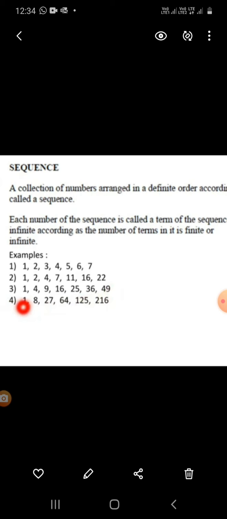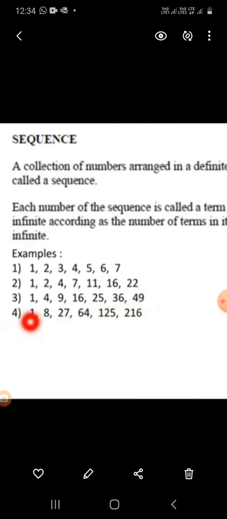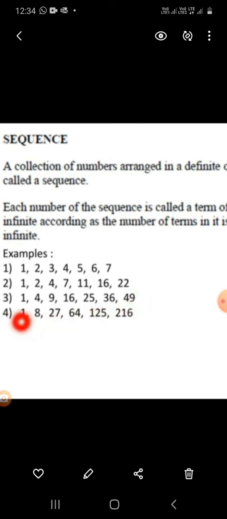Finite means the number of terms is countable. For example, in the natural number set, 1, 2, 3, 4, it will end, there is no etc. How many numbers are there? Only 4 numbers, 1, 2, 3, 4. This is called a finite set. A sequence with a countable number of terms is called a finite sequence.